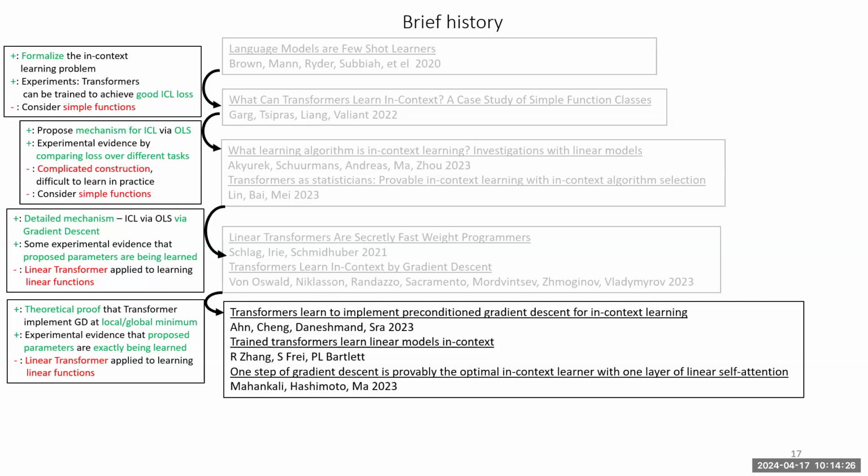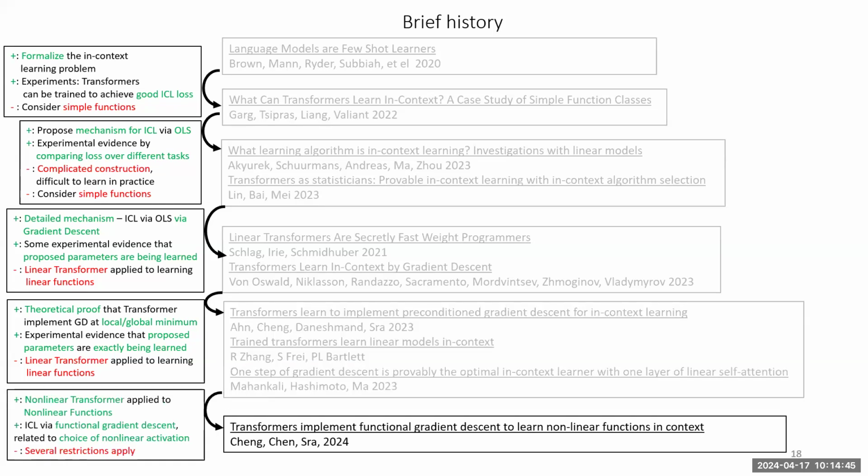And we also observe very convincing experimental evidence that this exact set of parameters that's been predicted are indeed being learned. And again, we focus on linear transformers learning linear functions. So the setting is somewhat restricted.